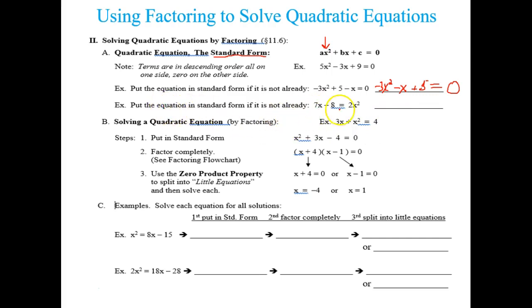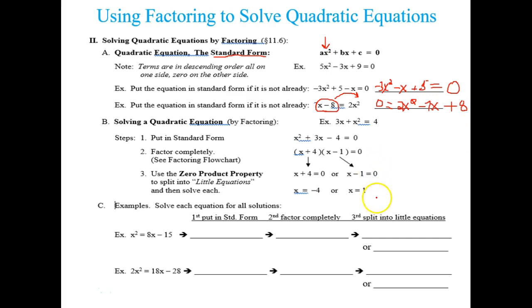Okay, the next example, is that in standard form? Obviously not. And so we just need to move these two terms over to the right side. Okay, and then we'll have 0 equals 2x squared, and then minus 7x, and I move the negative 8 over, it becomes plus 8.